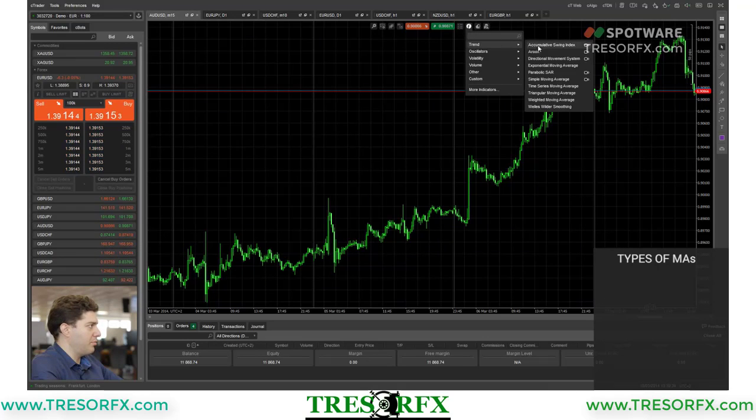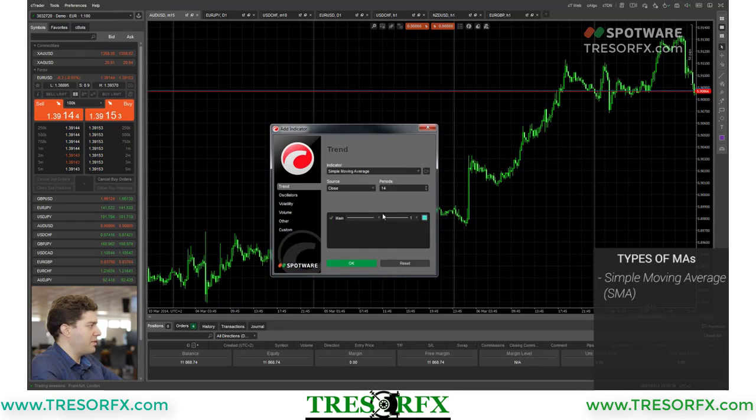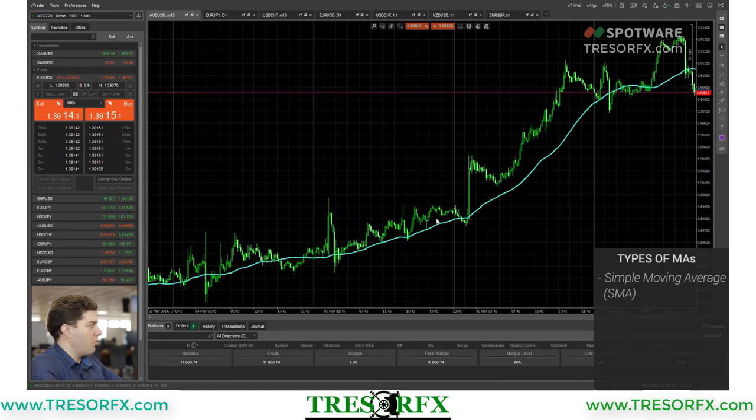The first type is the simple moving average. The simple moving average is just an average of the prices. What's so special about the simple moving average, let's plot a 50 period simple moving average now, is that it takes all the prices equally into account. Simple.